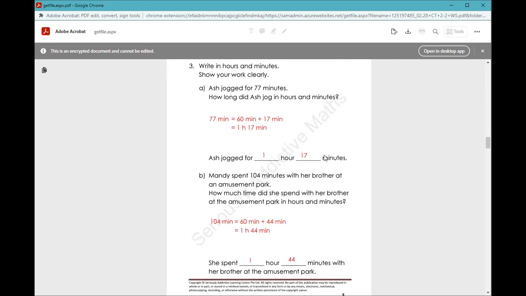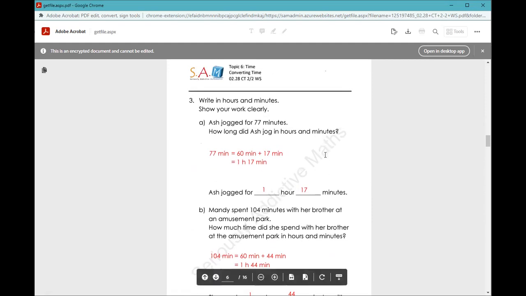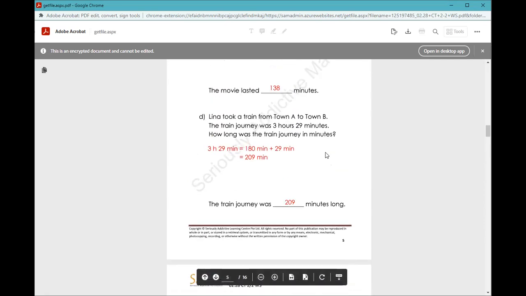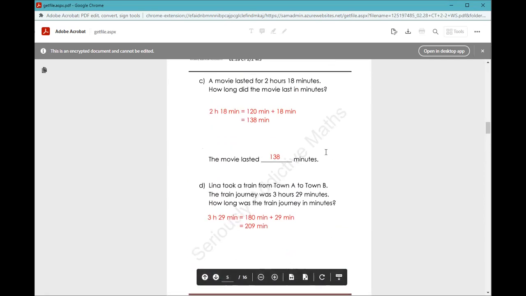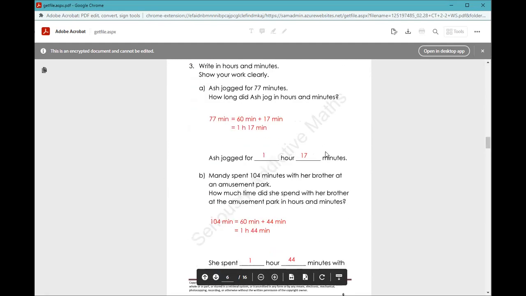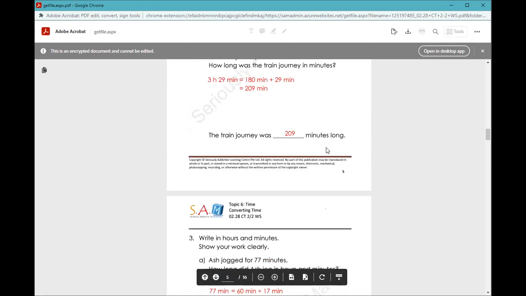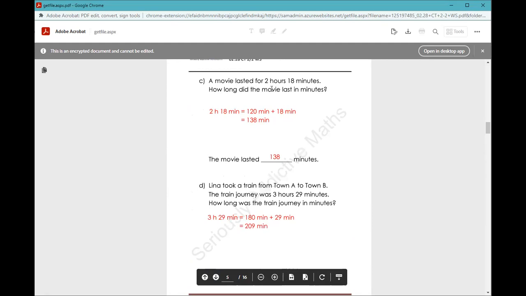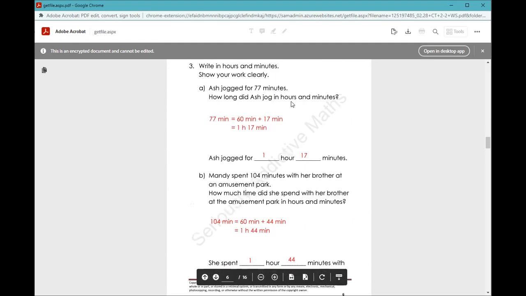And then page 6, 3A. You should show them how to do this as well. How long, the duration. So you can see the difference. This one is about in minutes. This is in terms of hours and minutes. So please get them to read the question well here. If it is asking for minutes, it means minutes. So they don't need to split it into hours and minutes. But if it is in terms of hours and minutes, then they got to split up into hours and minutes here.